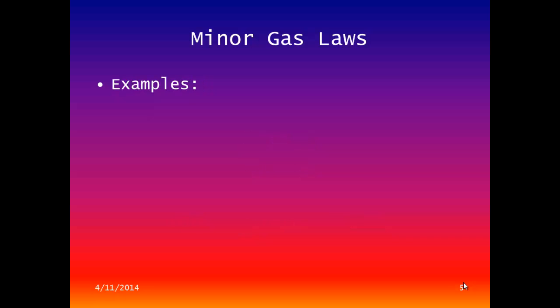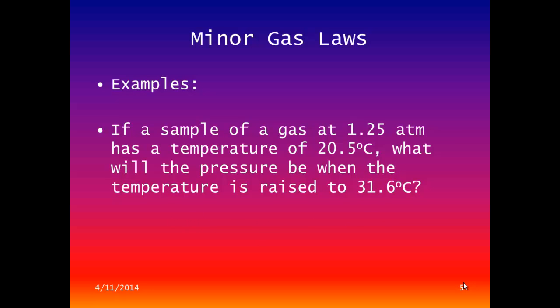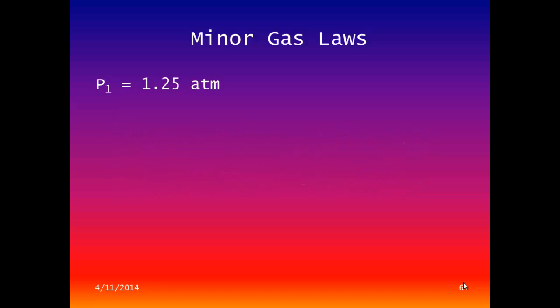A couple of examples. Story problems sound almost exactly the same as they have all week. If a sample of gas at 1.25 atmospheres has a temperature of 20.5 degrees C, what will the pressure be when the temperature is raised to 31.6 degrees C? If you're not sure where to start, make yourself a list of what you have and what you're looking for. We know that the pressure starts at 1.25 atmospheres. We know that the temperature starts at 20.5 degrees C. Add 273 to convert that to Kelvin, and you get 293.5.